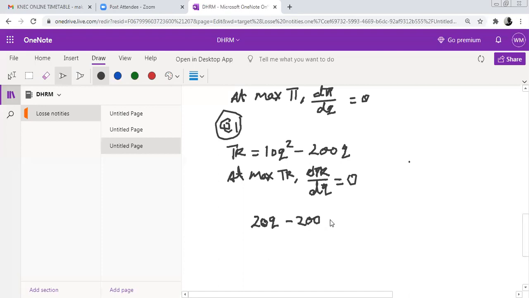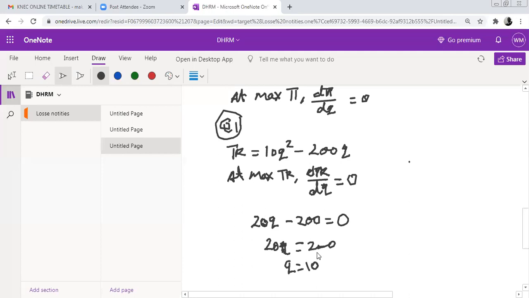This is what you need to equate with what? You equate change in TR over change in Q with 0. Yes, 20Q therefore is going to be equal to 200. So Q is equal to 200 over 20, which is 10. Q will be equal to 10.